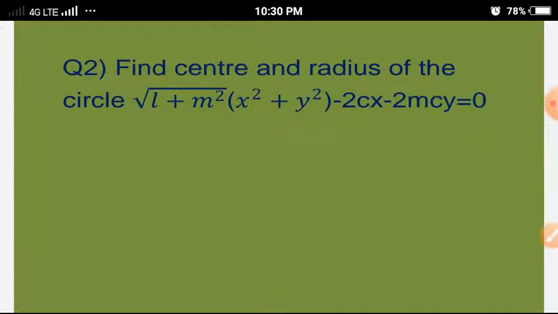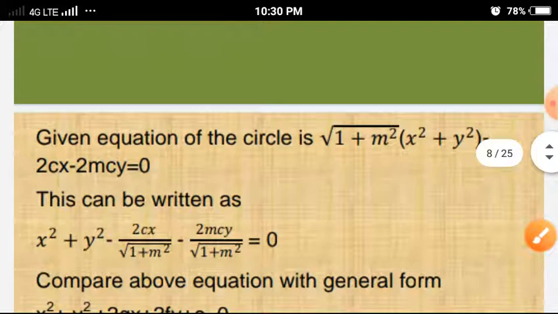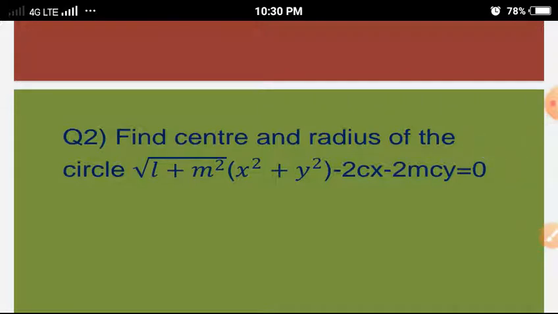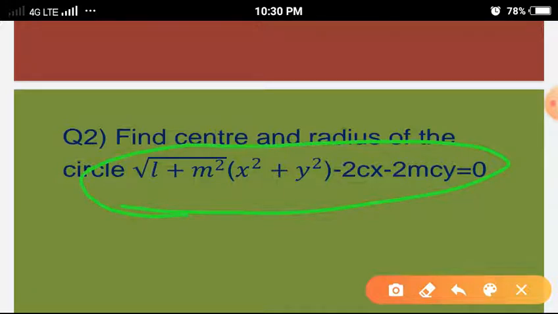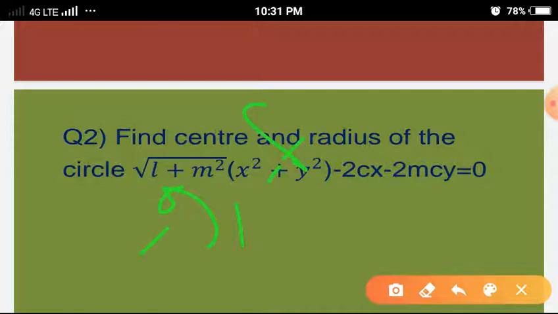Find the center and radius of the circle square root of 1 plus m square into x square plus y square minus 2cx minus 2mcy is equal to 0. For this circle we have to find the center and radius. Already we know that the formulae for center and radius are: the center is minus g comma minus f, and radius is square root of g square plus f square minus c.